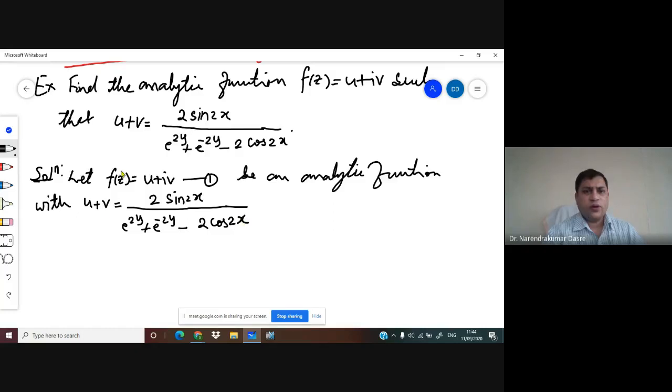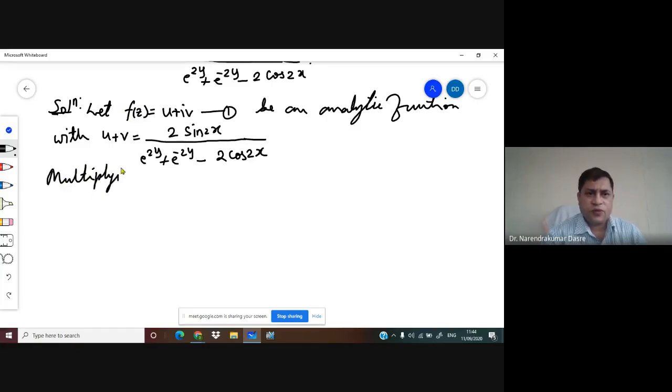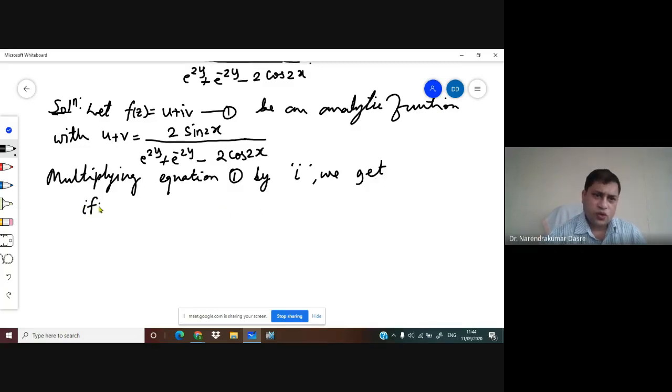Find the analytic function f of z is equal to u plus iv such that u plus v is equal to 2 sine of 2x over e raised to 2y plus e raised to minus 2y minus 2 cos of 2x. Okay. So this is what is given to us. Now we have to find the analytic function f of z is equal to u plus iv.